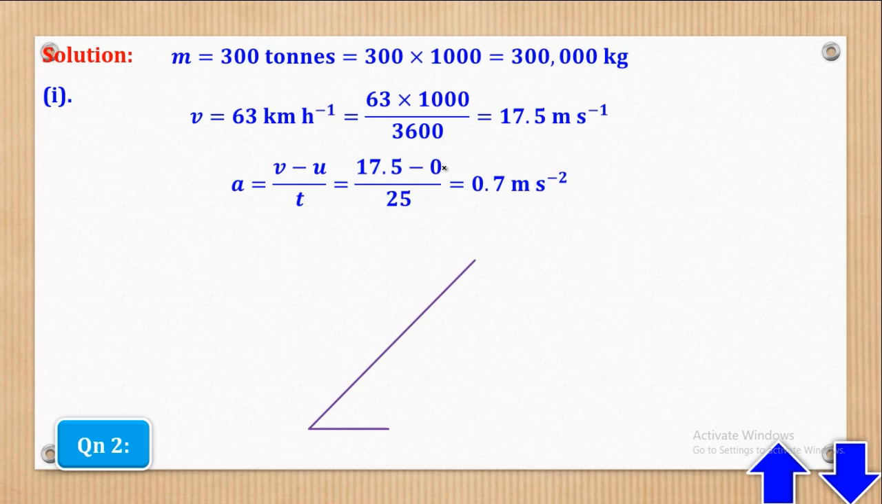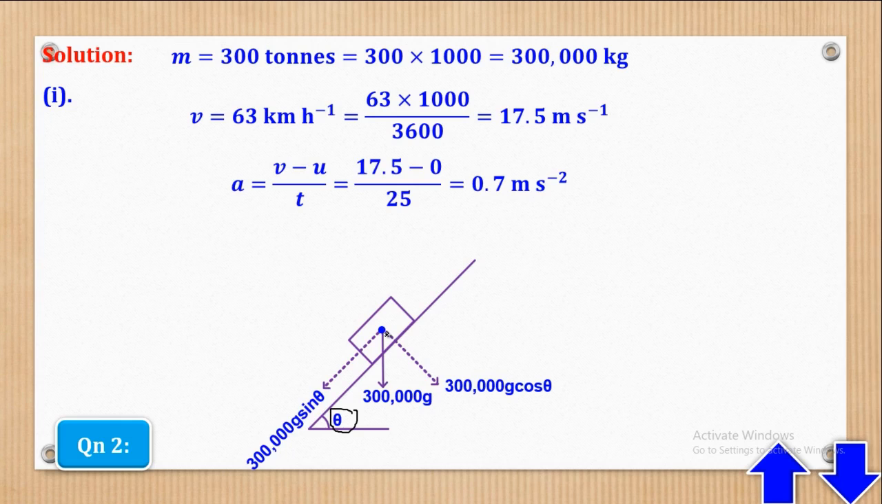Now that we know acceleration, we can make our sketch. The inclination, which we are looking for, will be theta. This is the mass, so we put there the weight, which will be 300,000 g. The component of this weight parallel to the plane will be 300,000 g sine theta. What about perpendicular to the plane? It will be 300,000 g cos theta. Then the normal reaction will be R. Then the forward force was 120 kilonewtons, which is 120,000 newtons. There was also resistance of 90 kilonewtons, which is 90,000 newtons. The direction of motion is down the plane.